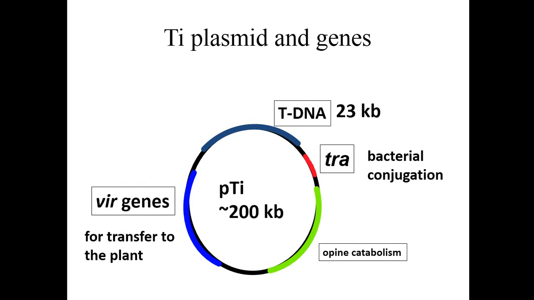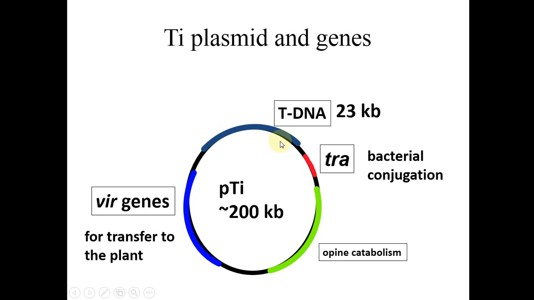So this pTi is an artificially formed vector from the Ti plasmid. Natural Ti plasmids are used for preparation of this artificial vector, so that the genes can be transferred from bacteria to the plant cells. Okay, so this is the tDNA.